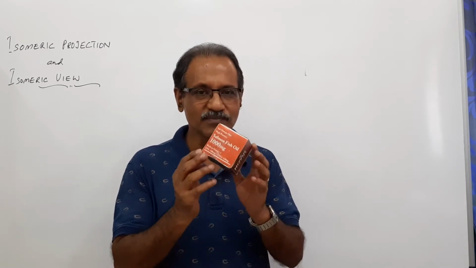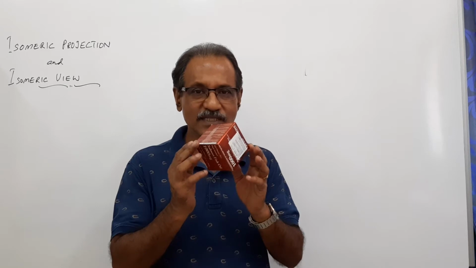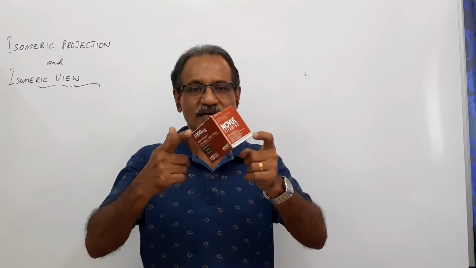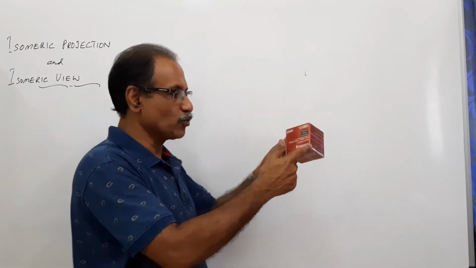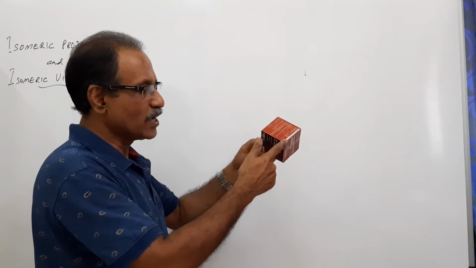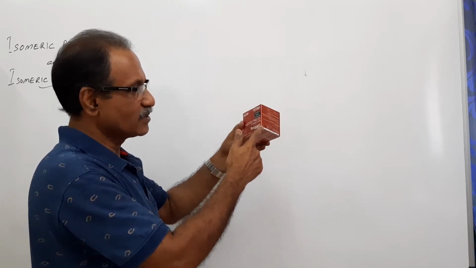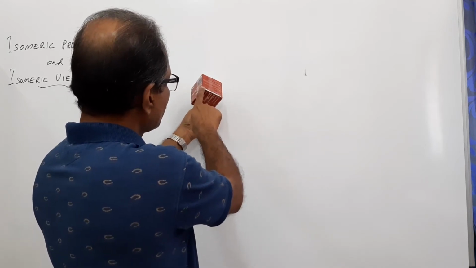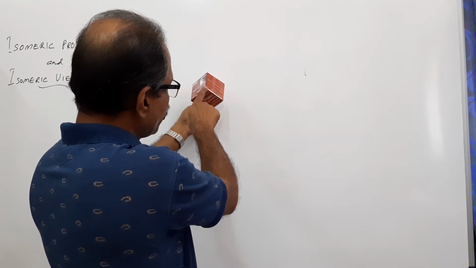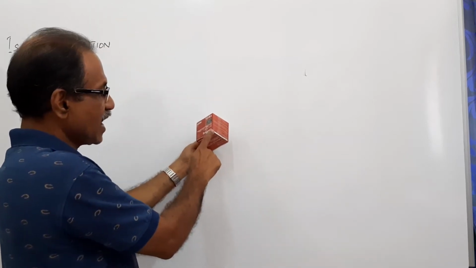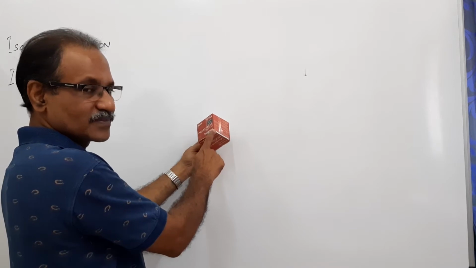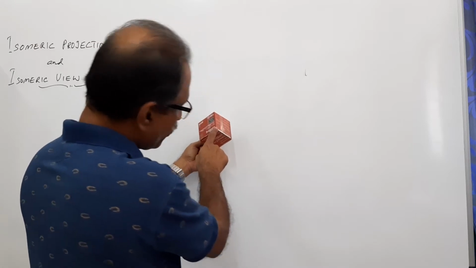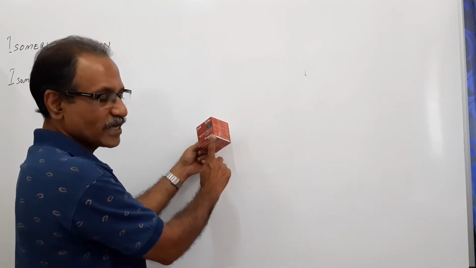This is a cube. I am holding on the solid diagonal of the cube. Agreed? Now, keep the solid diagonal of a cube perpendicular to VP and draw the elevation of the cube. I repeat: keep the solid diagonal of a cube perpendicular to VP and draw the elevation of the cube.